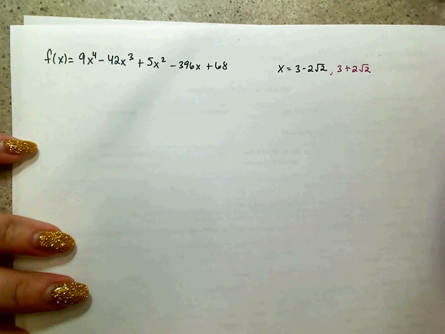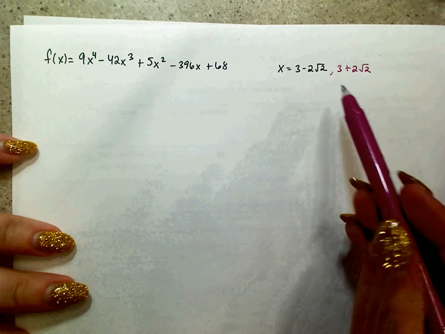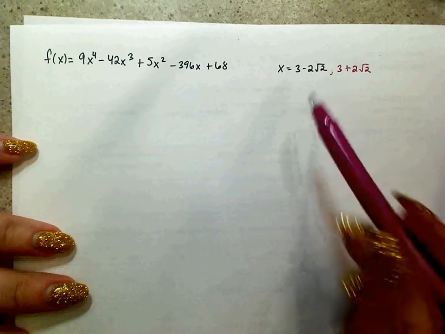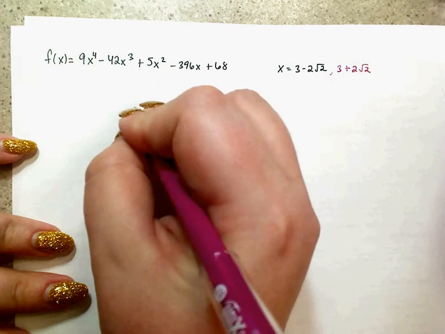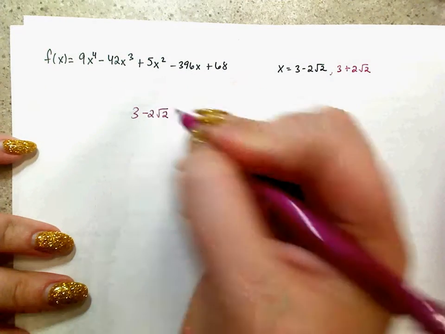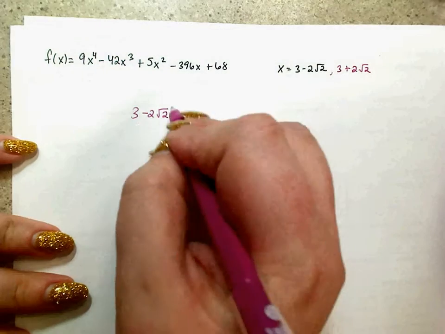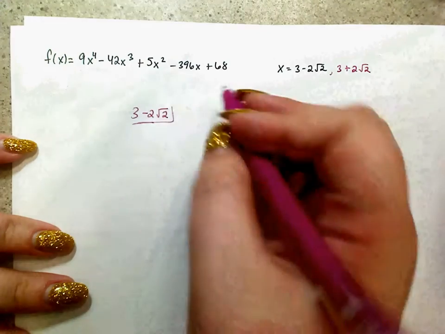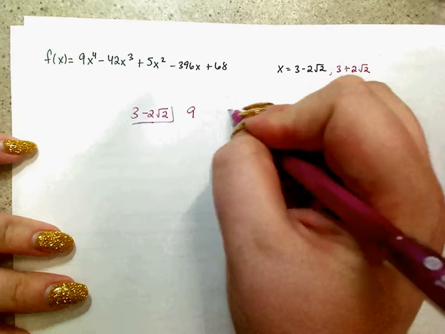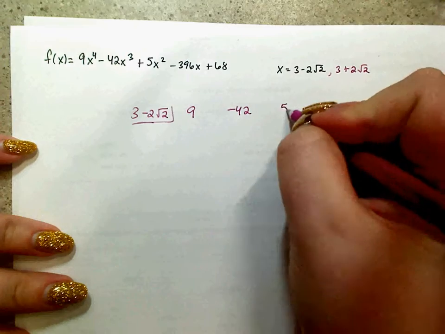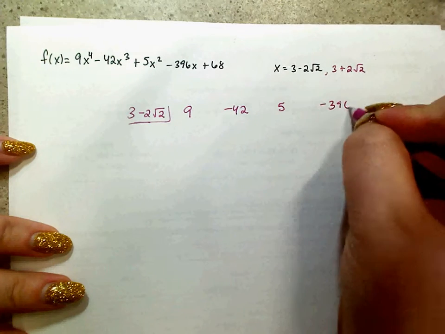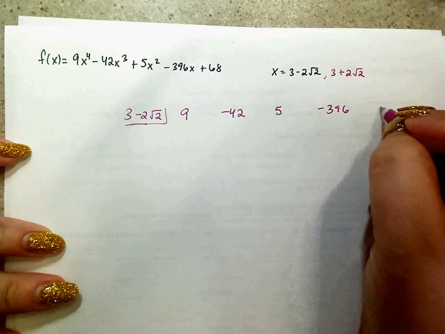What we want to do is synthetic division with the root that we're given to try and find the rest. Okay, so I'm going to write 3 minus 2 root 2, although if you wanted to, you could do 3 plus 2 root 2 first. It's just whatever you choose. And make sure when you write these out, you leave some space in between. 9, negative 42, 5, negative 396, and 68.